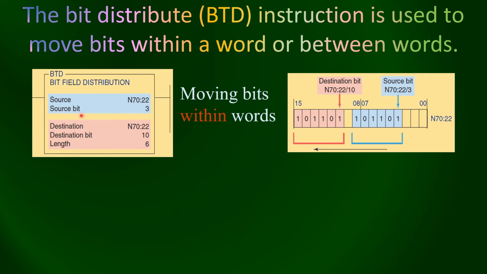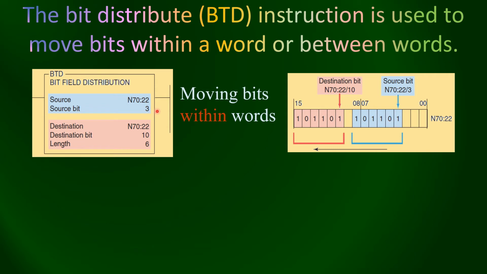Here, if we see, the instruction is written: source is N7:20 and destination is also N7:20. So this is the transfer of data in the same register or the same word. Here the source bit number is 3. This means the data we want to transfer starts from bit number 3. Then it is written length 6. So the total number of bits here is 6, and they start from 3.